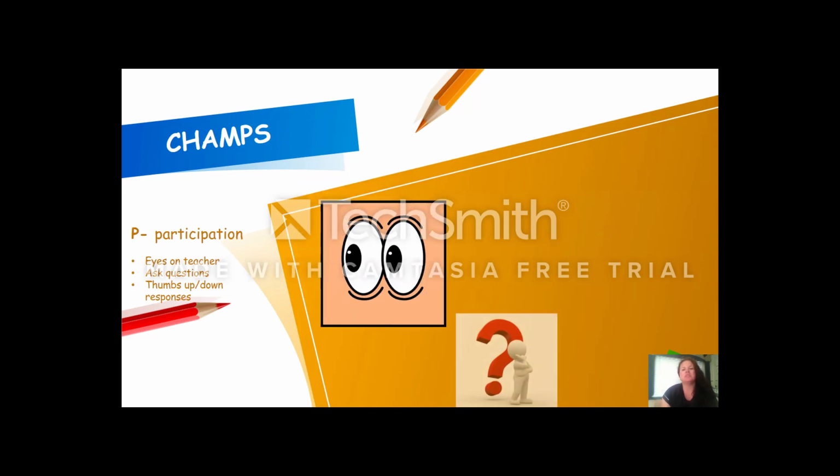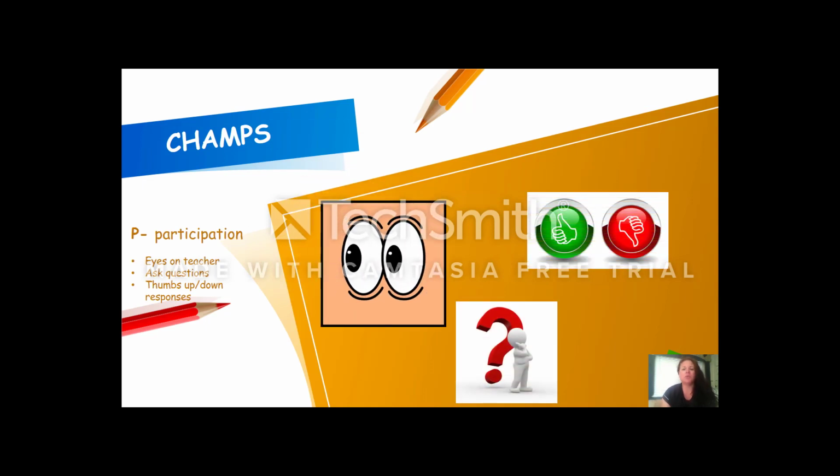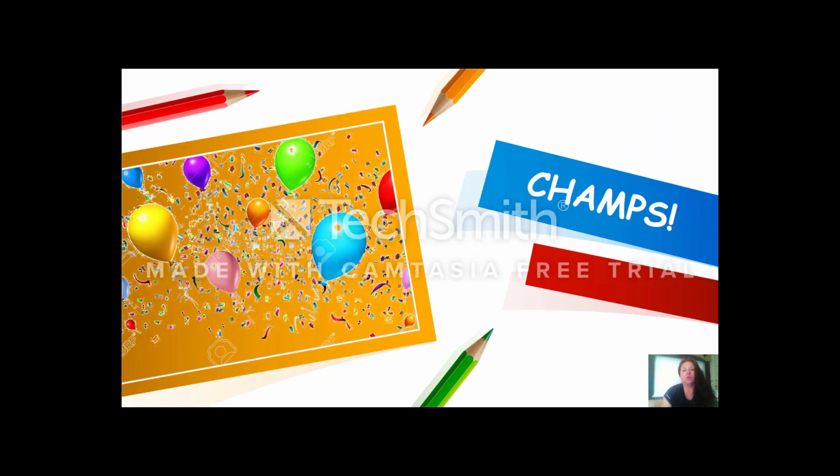The P in CHAMPS stands for participation. So how do I know that you're participating? One is you're going to always be looking at me and watching me. The next one is you might be raising your hand to ask a question. Or I might ask you to give me a thumbs up or a thumbs down. When we do all of that, we get success.